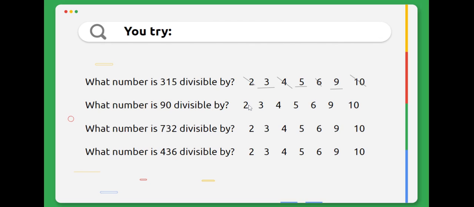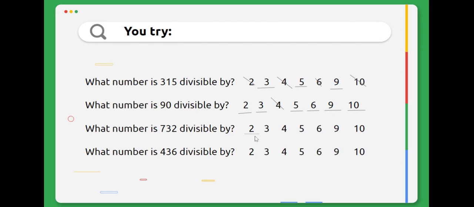All right, looking at this one, ends in a 0, so 2 should work. 9 plus 0 is 9, so 3 should work. 90, well, if I go in there, 4 is not going to work. Ends in a 0, so 5 works. 2 and 3 work, so 6 will work. 9 works, and 10 works. Good job. Let's look at the next one.